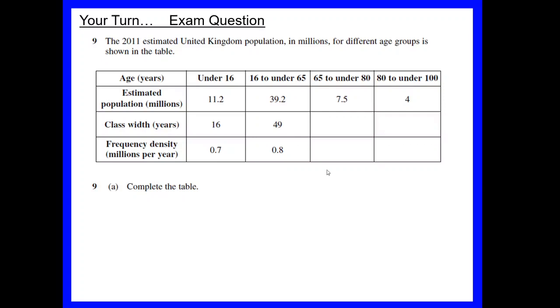Okay then, so for our first one, our class width, we've gone from 65 to 80, so that gives us a class width of 15. Once we know our class width, we've already got our frequency, so frequency divided by class width gives us a frequency density of 0.5. For the next one, our class width is from 80 to 100, so that's 20, and 4 divided by 20 gives us a frequency density of 0.2.